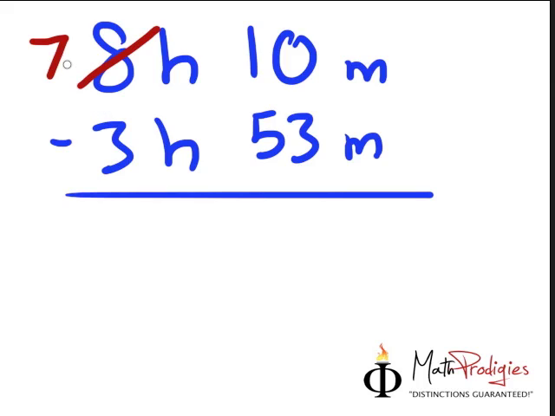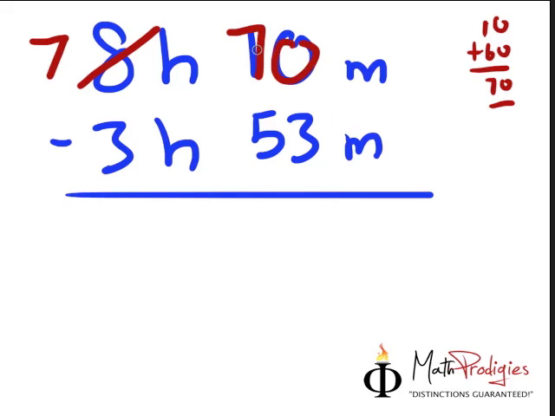Now, 1 hour equals to how many minutes? 60 minutes. So we are actually borrowing 60 minutes. We already have 10 minutes. So when we borrow another 60, what do we get? In other words, 10 plus 60, we get 70. So this becomes 70 minutes.